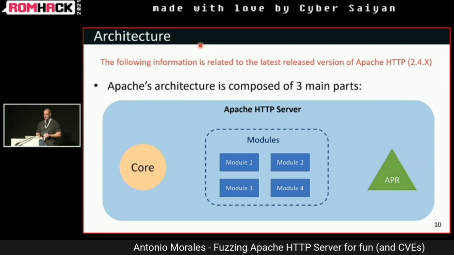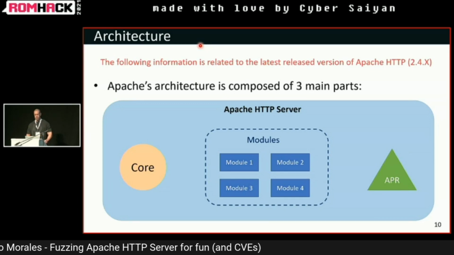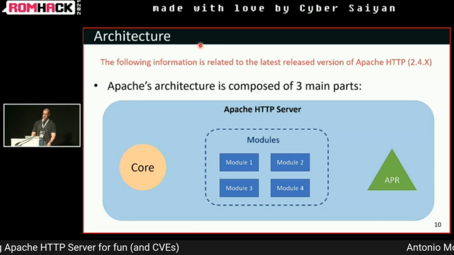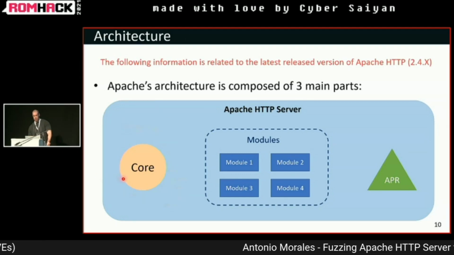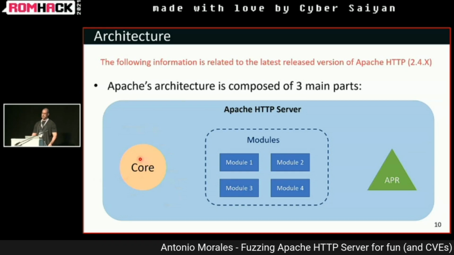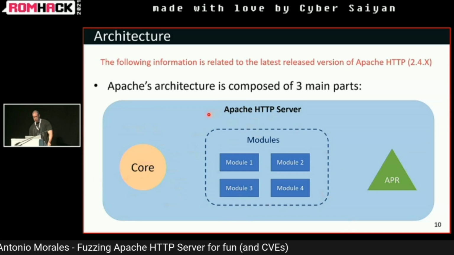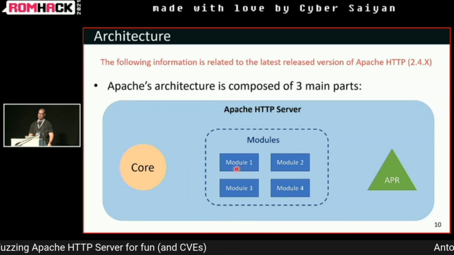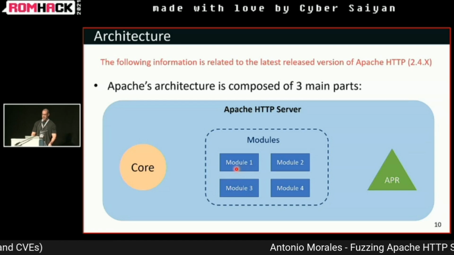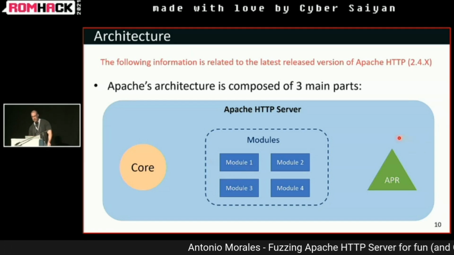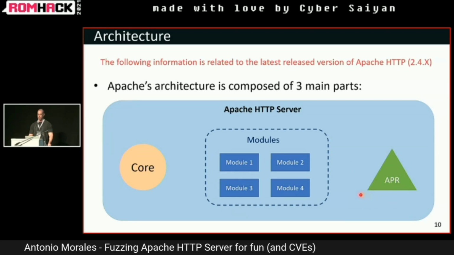Okay, and Apache's architecture is composed of 3 main parts. The first part is the Apache core that includes some basic functionalities of Apache. Then we can find the modules. The modules implement most of the functionalities of the web server. And then we have the APR library, the Apache Portable Runtime Library.